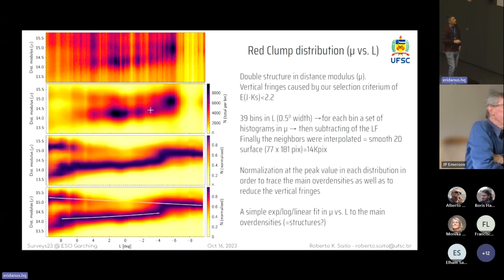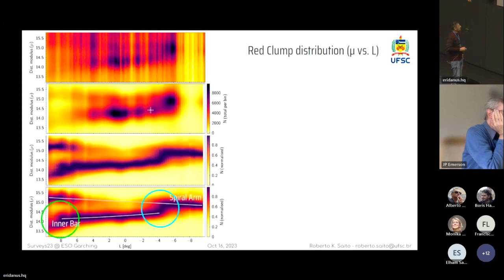What is this? At the beginning we interpreted this possibly as the mapping of the spiral arm behind the bulge, and here the so-called inner bar that has been mapped by other works. I will tell you more about these two regions: this one, what is this kind of connection, and this one seems to be a kind of break.